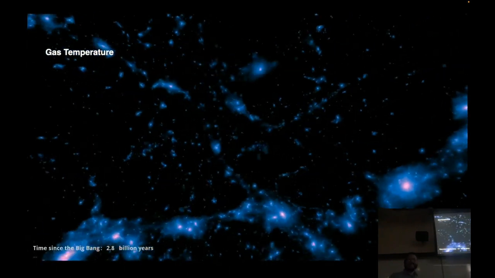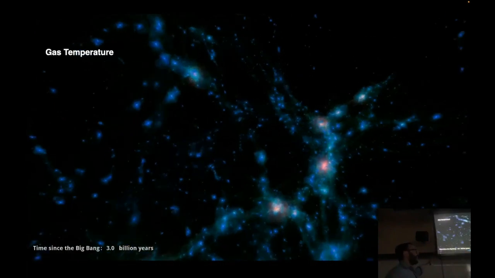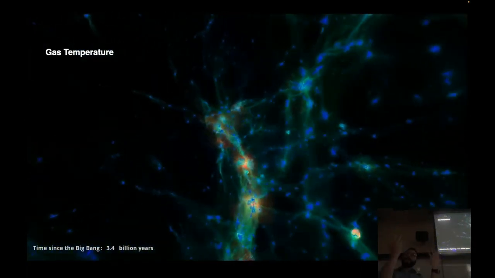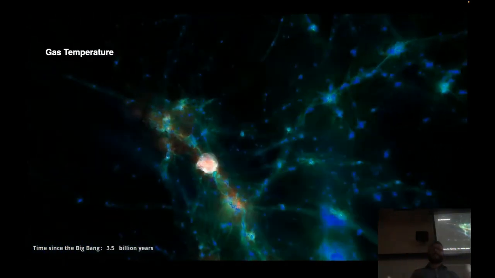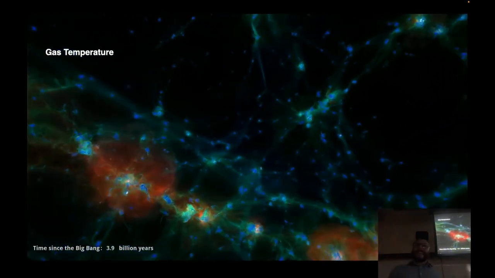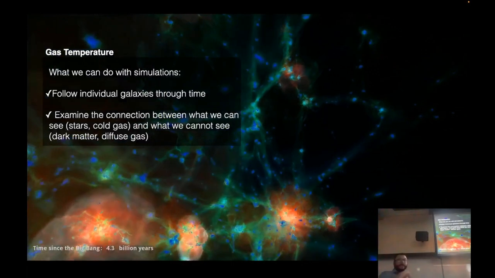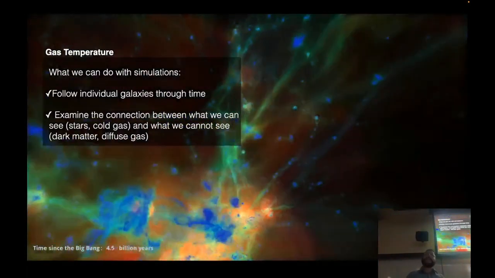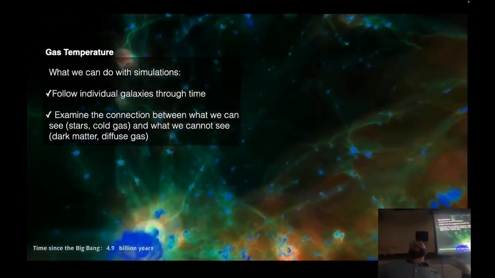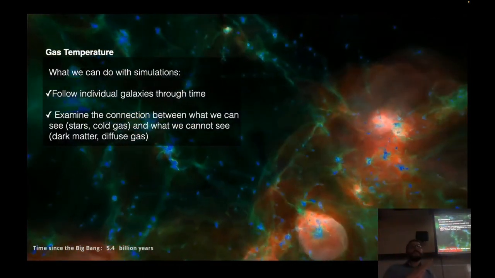And so we can connect things that might be more difficult to connect with observations, these invisible parts of the universe, the large-scale gas, the dark matter that we might not actually be able to see even with powerful telescopes. We can connect those things to the things we can see, the galaxies, the gas within galaxies, the stars, all that. So with simulations, right, we can follow individual galaxies through time, and we can also, again, have this privileged view of the universe, right? We can see things that we normally wouldn't necessarily be able to see.